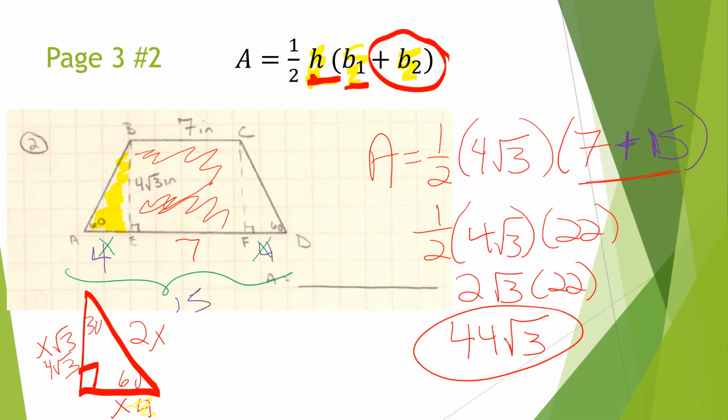If you got the decimal, just in case, I'll put it, even though it said leave it in radical form. The decimal will be 76.2. Some of you might have done the trig, so that might be why you ended up with a decimal, but that would be your answer.